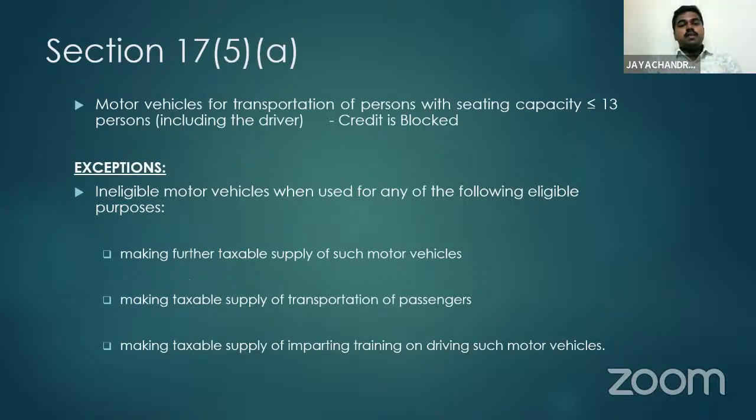Now, the first one is clause (a) of Section 17, subsection 5: motor vehicles. There are 9 classes. For whatever these 9 classes, the credits are blocked. If you get credit on these purchases or availed services, you cannot avail that credit. You should not use that credit to pay GST. The first one is clause (a): motor vehicles for transportation of persons with seating capacity less than or equal to 13 persons.